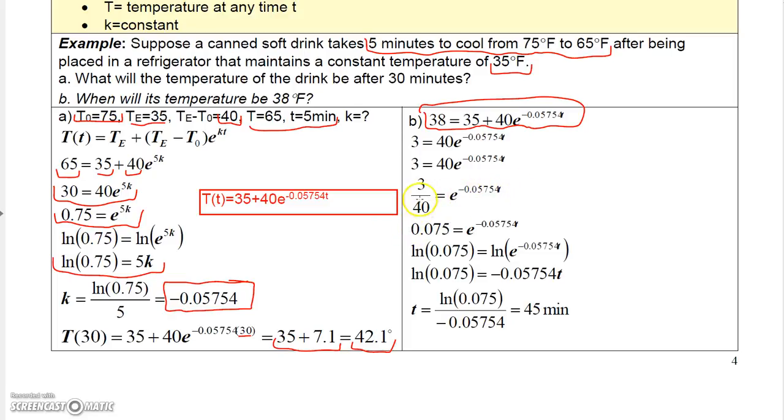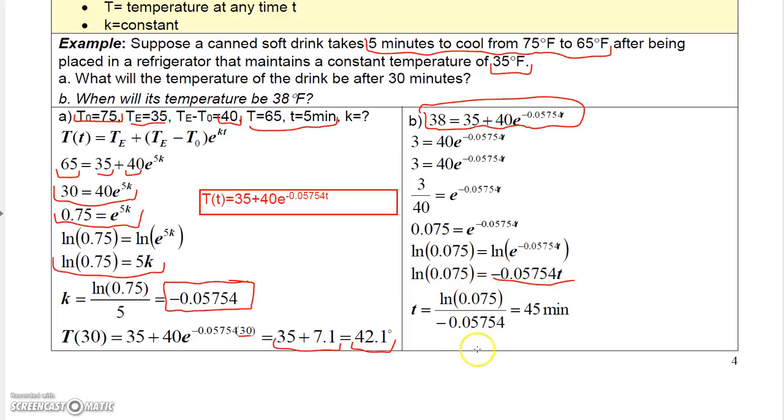And then 3 over 40 was actually 0.075. So I have 0.075 equals e to this power. Then take the natural log of both sides. So I get natural log of 0.075 equals natural log of this. Well, you know the natural log of e to this power is just going to be the power. And so I get natural log of 0.075 equals this constant times t.